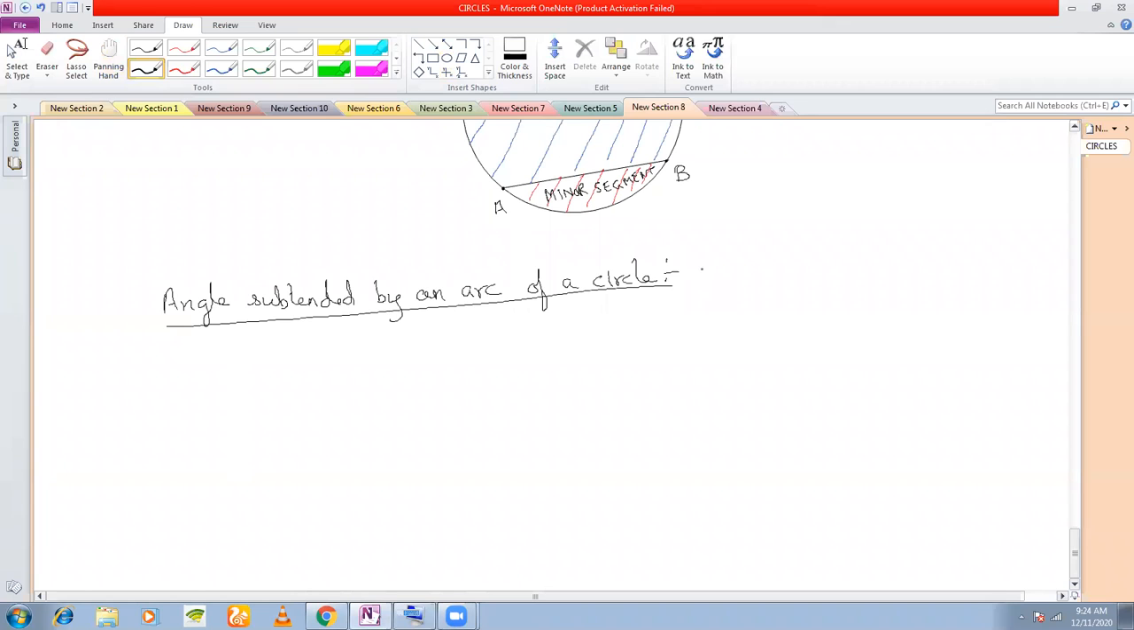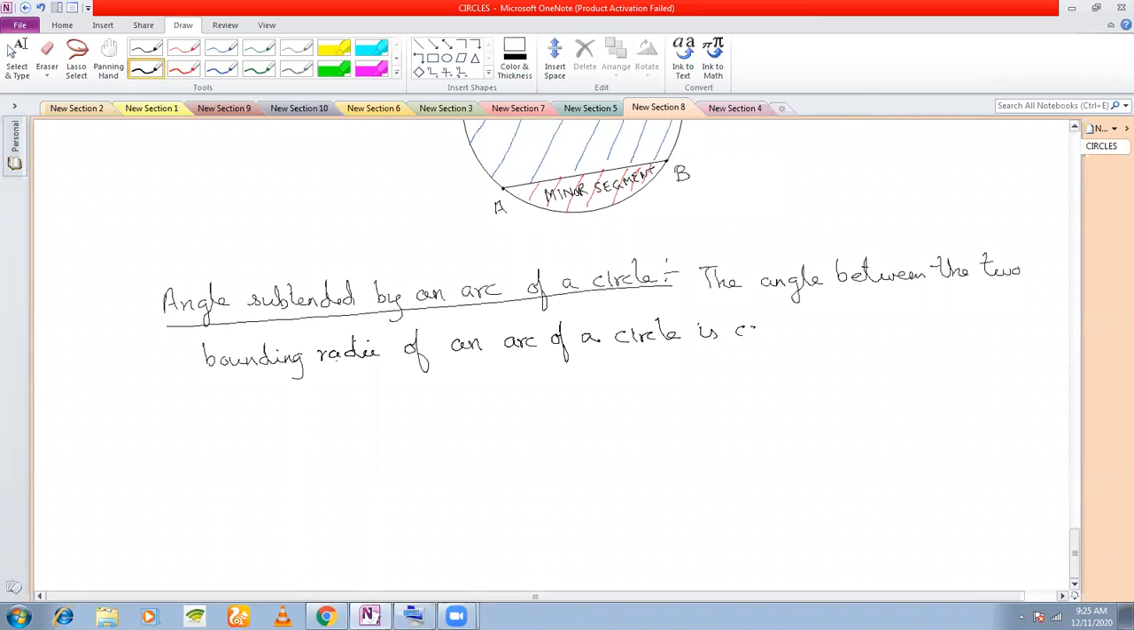The angle between the two bounding radii of an arc of a circle is called the angle subtended by that arc.